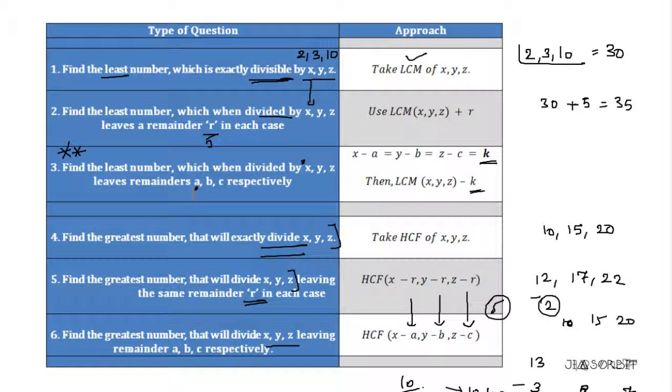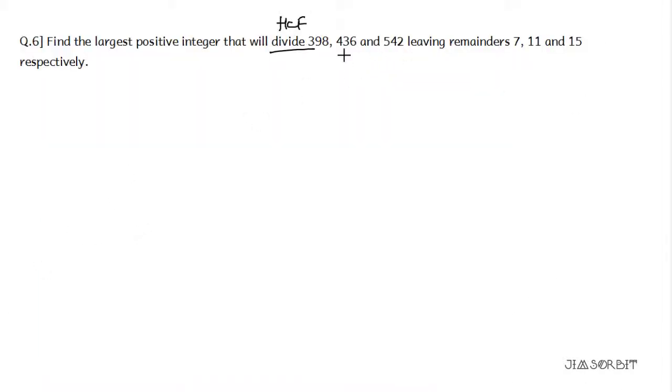Let us come back. So there is a number that will divide this, this and this. Obviously, if it is dividing these, that will be less than these three, or at most equal to the smallest one. The smallest is the HCF. I have told you in the last video. So if it is going to divide these three, it is going to be their factors, and hence their common factors. It is the largest positive factor, so it is the highest common factor. So it should divide 398, 436 and 552.